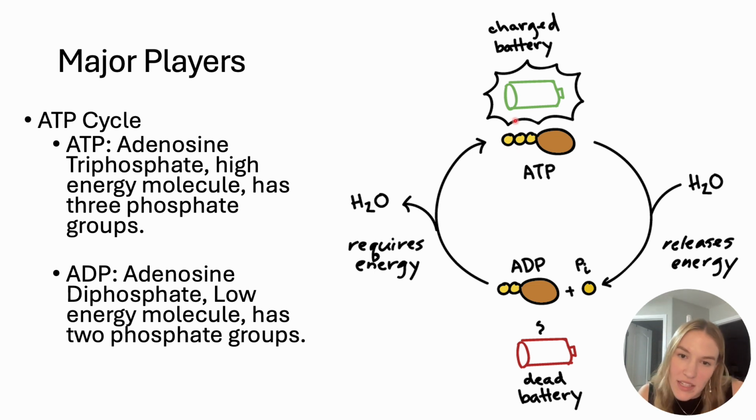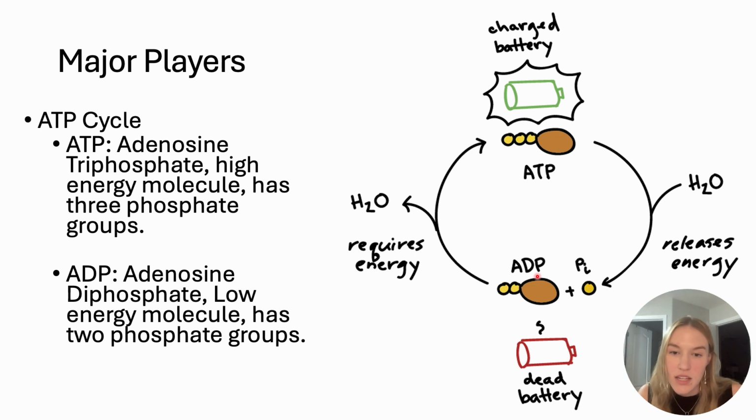And so if I break this bond between the second and third phosphate, then I release energy. And since it releases energy, I can now couple this with a reaction that requires energy. So that could be transcription, translation, DNA replication, or photosynthesis. And so we break this bond between the second and the third phosphate. That's going to be releasing energy to be used for whatever we need it to be used for.